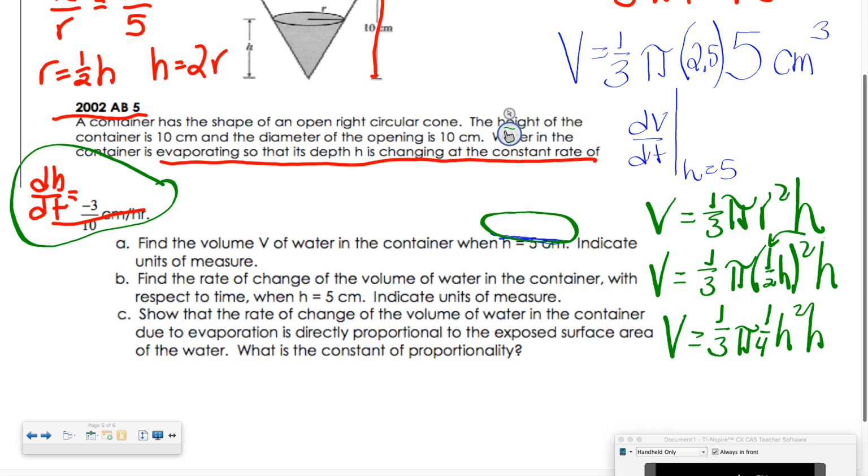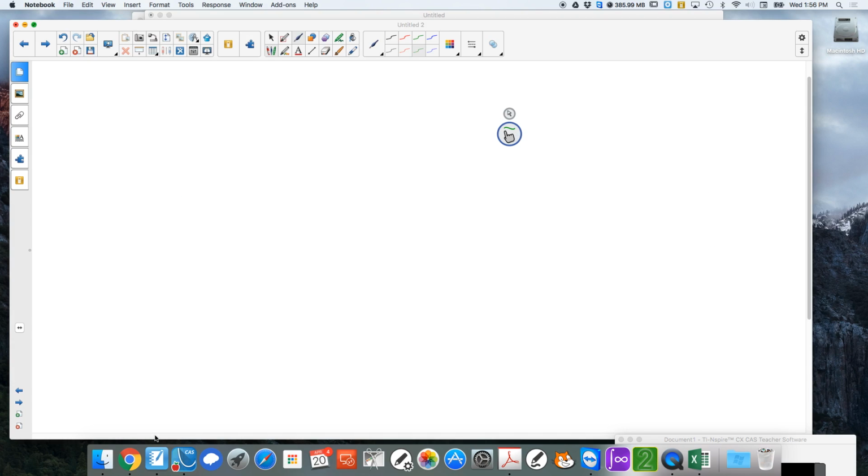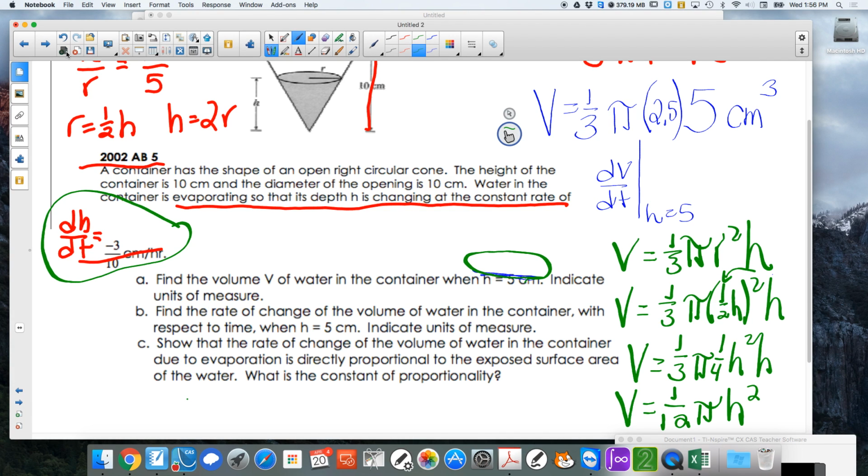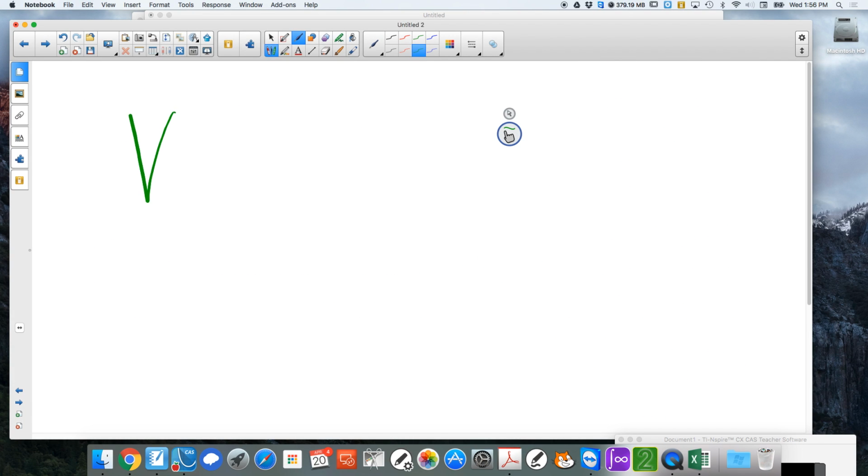Hello. So Henry, I'm gonna keep going here. V equals 1/12 pi h squared. That's what V was equal to. I'm gonna bring this to a new page because this page needs more space. I'm gonna write it down. V equals 1/12 pi h cubed.